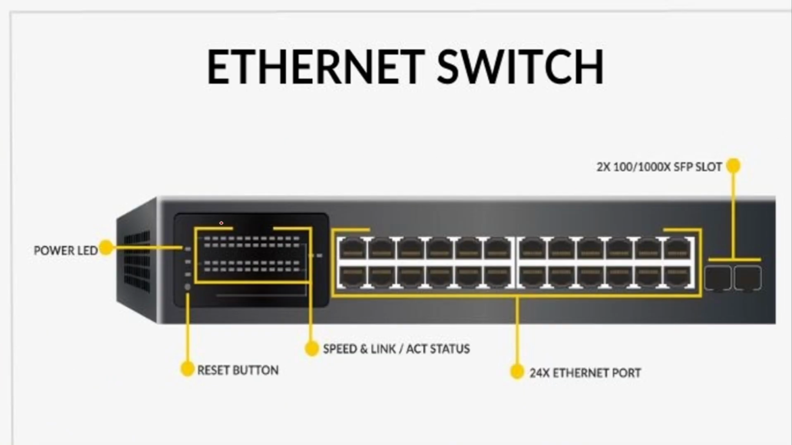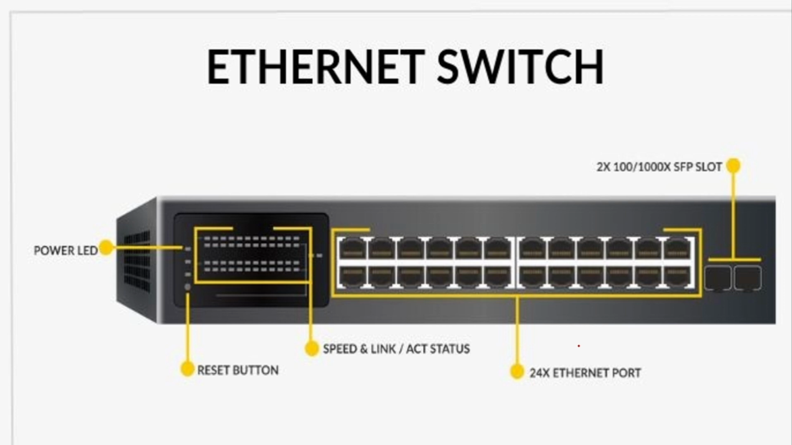Now let's look closely at some ports in a switch. We'll still explain this in our later videos. We'll have the power LED, the reset button somewhere here, and this is the ACT status. Whenever you plug a device into any of these ports, the light of that particular port comes on. These ports here are 24 Ethernet ports. It will also have 2 SFP slots over here.